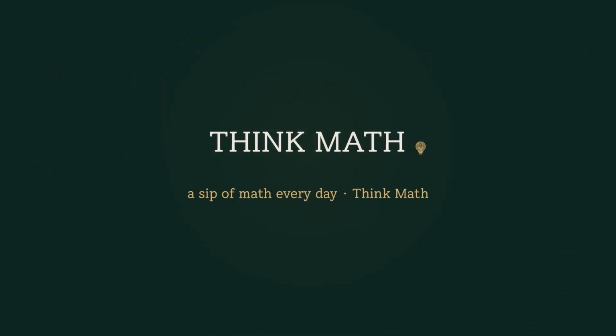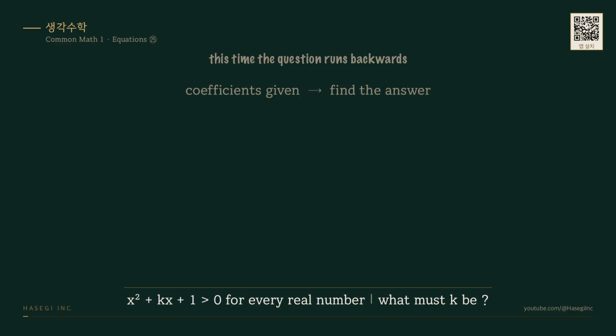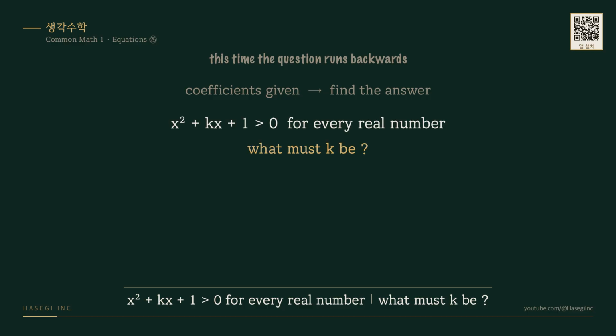Think math. Until now, the coefficients were handed to us and we worked out the answer. This time the question runs backwards. For x squared plus kx plus 1 to be greater than 0 for every real number, what must k be? The answer is given first, and the coefficient is what we are asked to find.